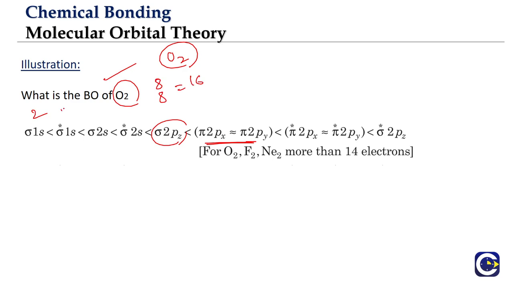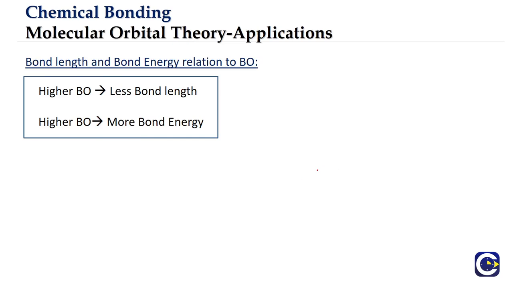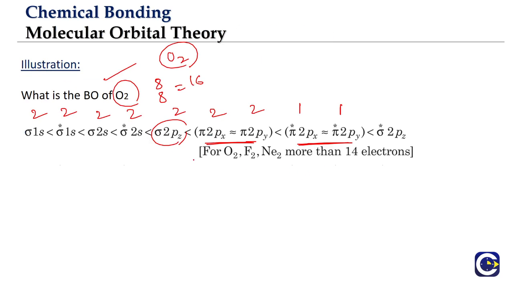Look at it. Sigma 1s will give 2. Here 2, 2, 2. So totally 10 are over. Here we can give 2, here we can give 2. Totally 14. Now pi star 2px and pi star 2py are degenerate, which means we give 1 electron here and 1 electron here. When filling degenerate orbitals, we follow Hund's rule. So totally 16 are over. This arrangement of O2 tells us that the O2 molecule will have unpaired electrons.